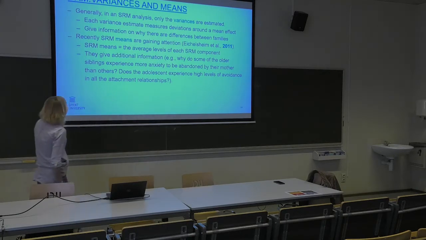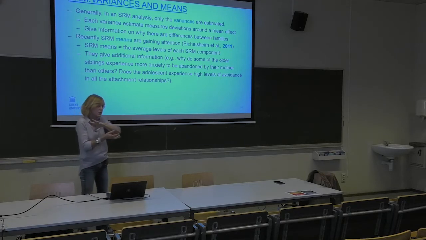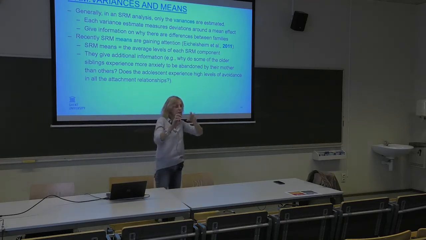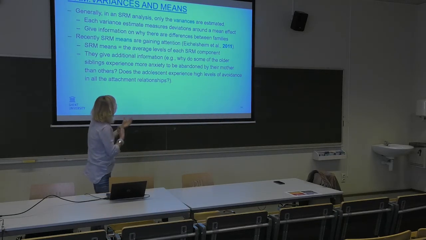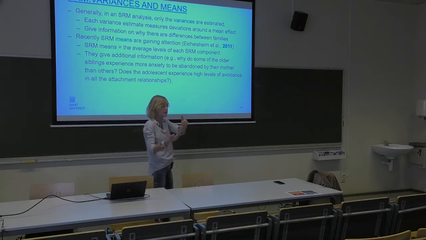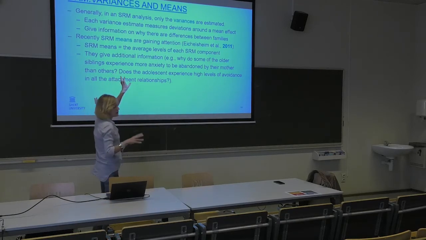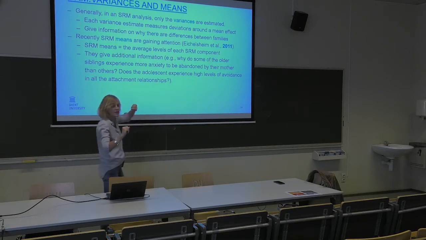We're talking about variances. That is what generally we estimate with this model, and each variance estimates measure deviations around a mean effect. So you have different families, for instance, or different systems, and you see whether there is a variance. Yeah. And that gives information on why there are differences in families. Why is this relationship different from the other? Or why does this person behave differently from the other? This is in the original model in the 80s. It started with estimating variance.